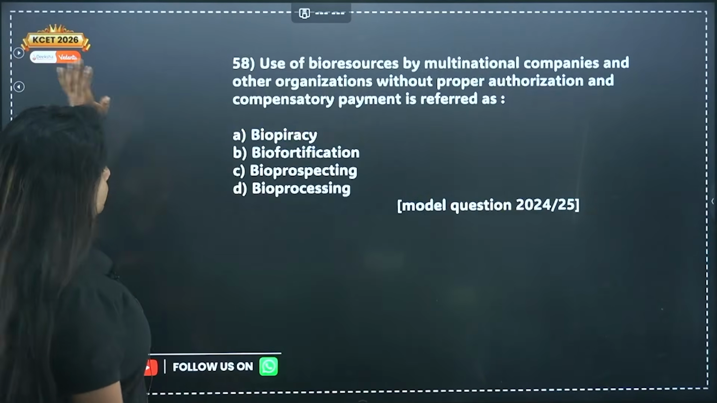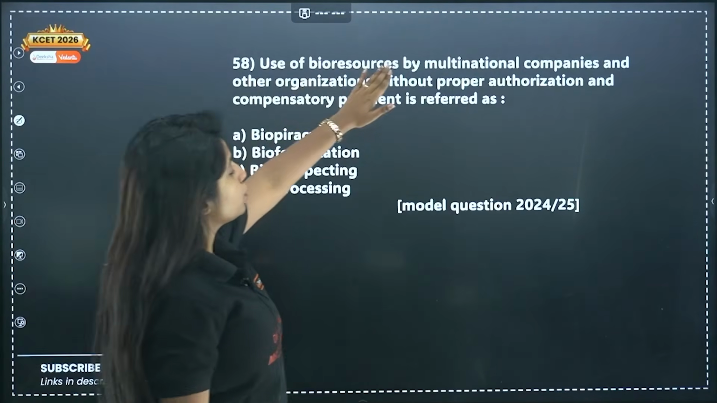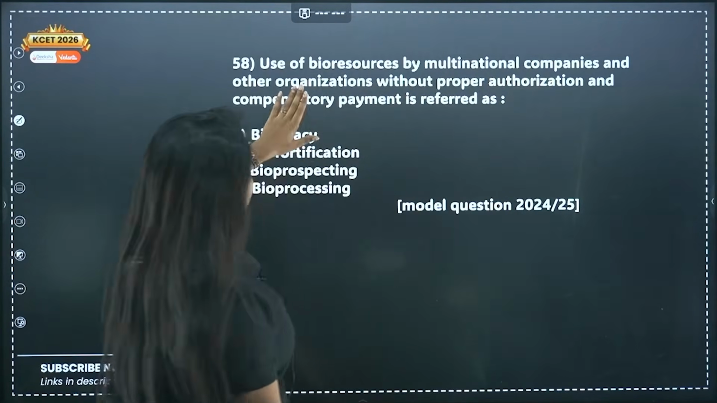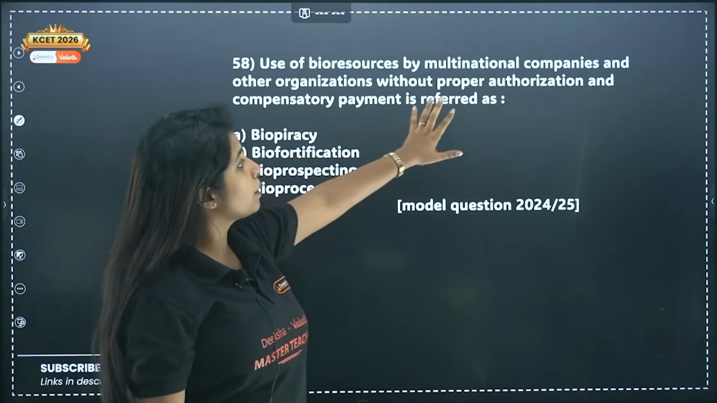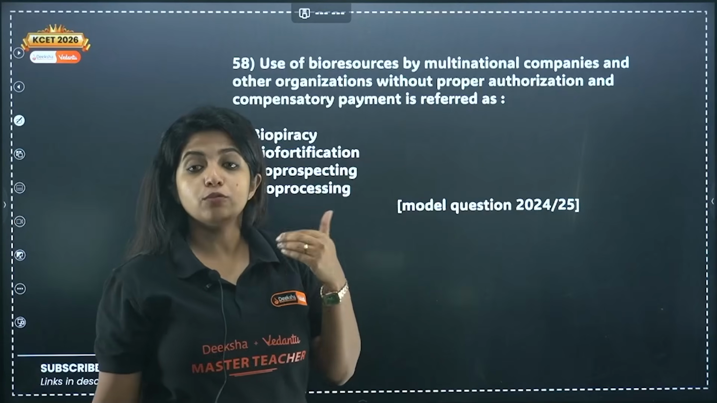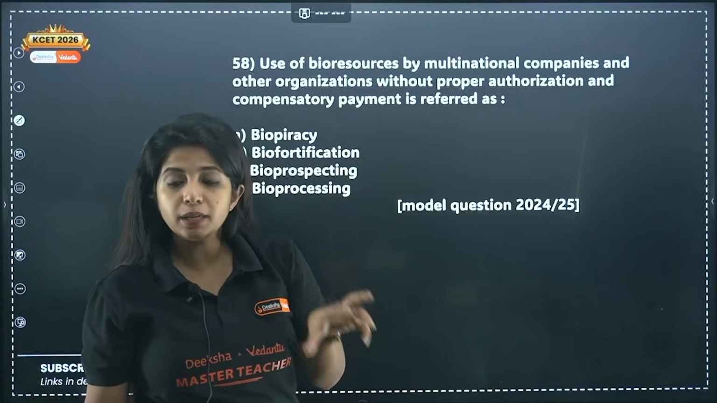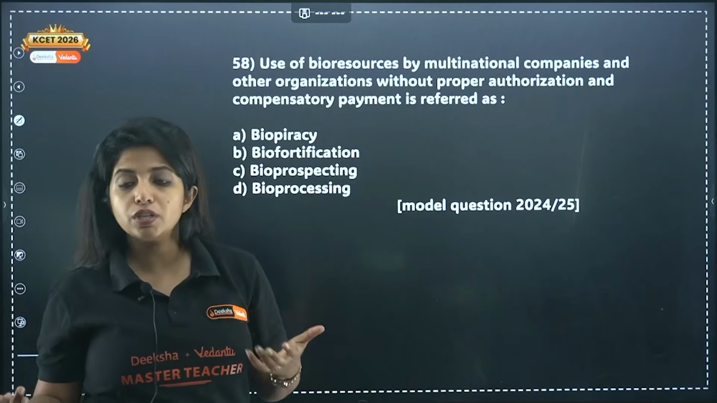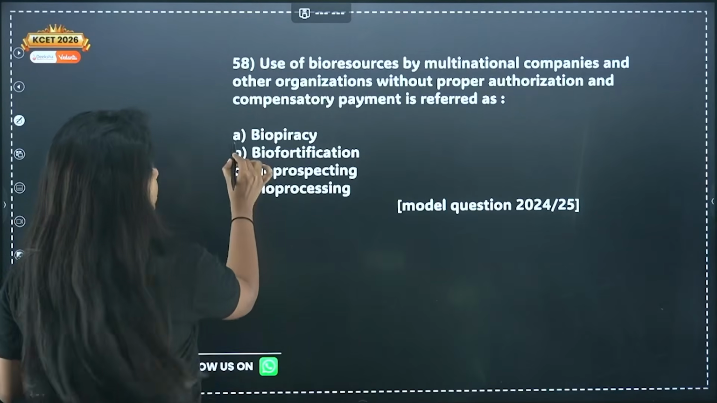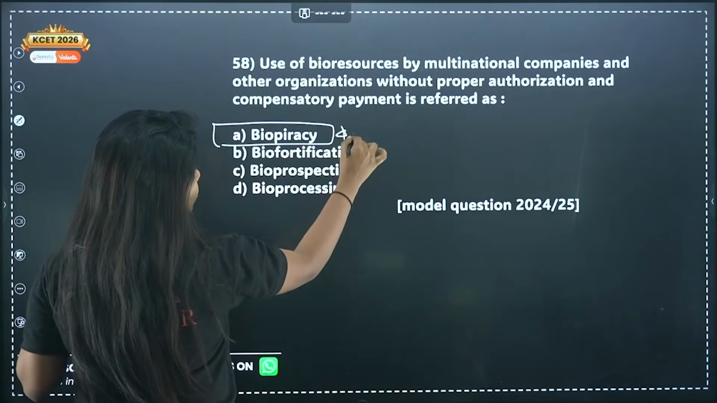Cool? Now, use of bioresources by multinational companies and other organizations without proper authorization and compensation payment is referred to as? I am using some resources, I have not taken any permission from anywhere, and these multinational companies are using them without payment. What do you call this process? This is known as biopiracy. You can get questions like this.